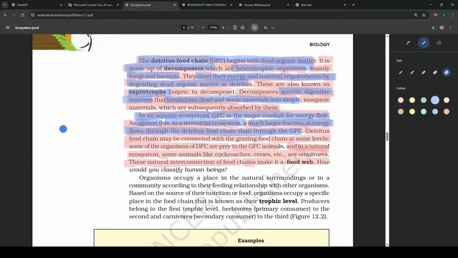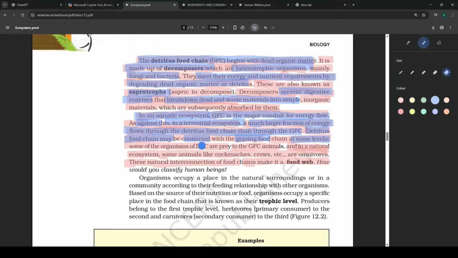And that is the main important point. And one more thing is a specific extra information. Detritus food chain may be connected with grazing food chain at some levels. How can it be connected?